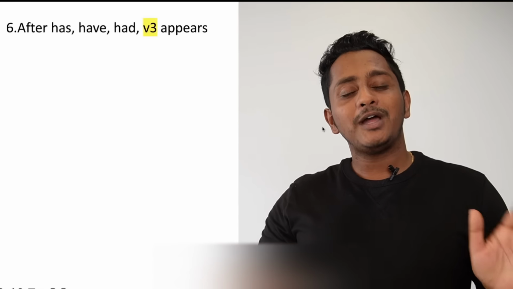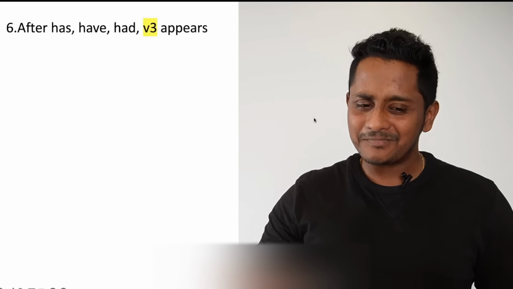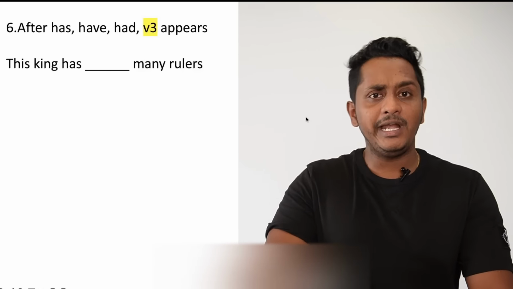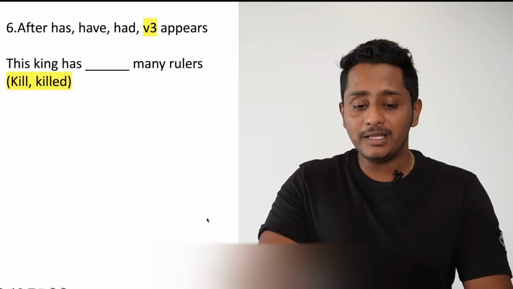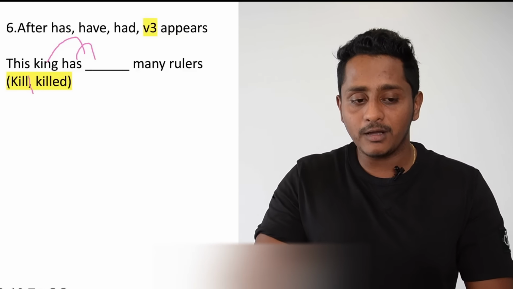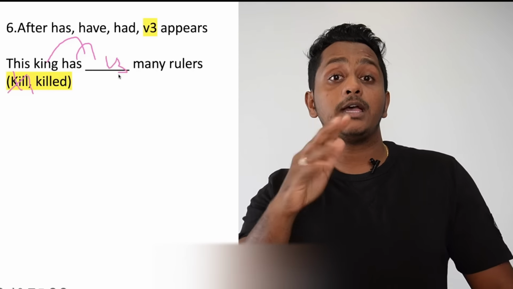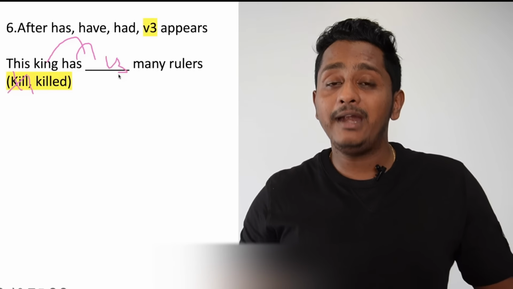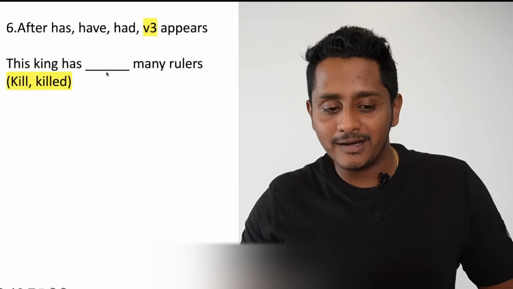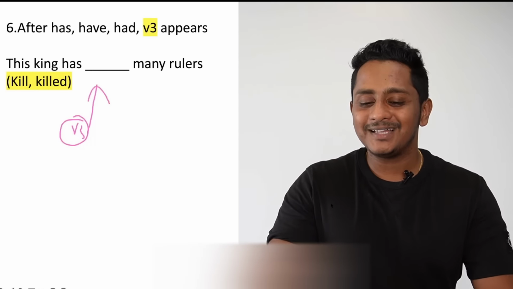All right, fine. The sixth one: after has, have, had, verb 3 will come. Now it gets a little tricky, because after has, have, had, a lot of things can come. The king has killed many rulers, not "to kill." Now the king is the doer. King has killed. After has, "kill" cannot come. So it has to be verb 3. Kill, killed, killed. Eat, ate, eaten. The king has eaten. Have eaten, had eaten. Verb 3 only will come if there is a blank after has or have or had. If you see verb 3, go with it. No need to read. But there are some challenges.